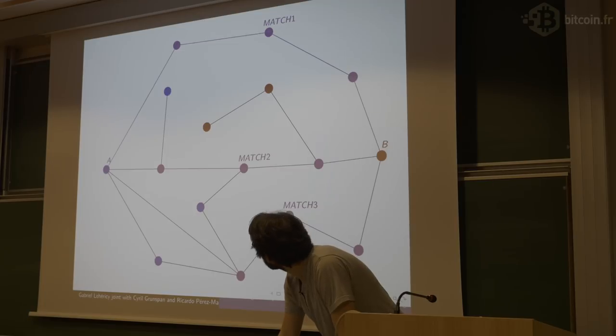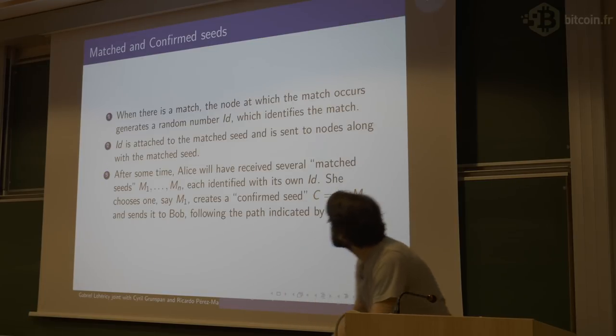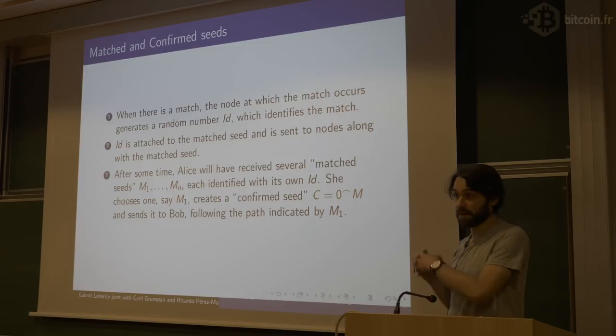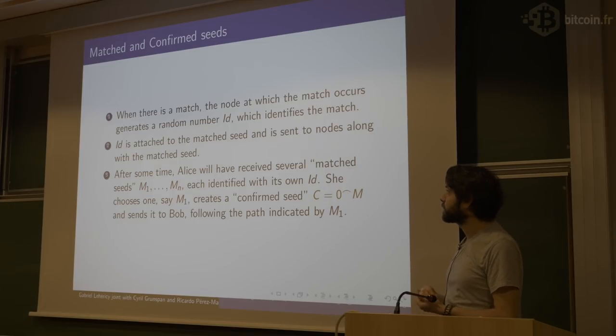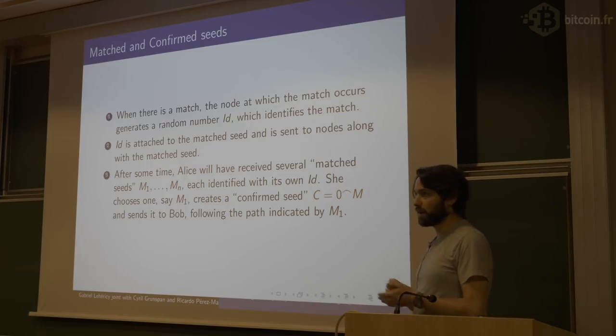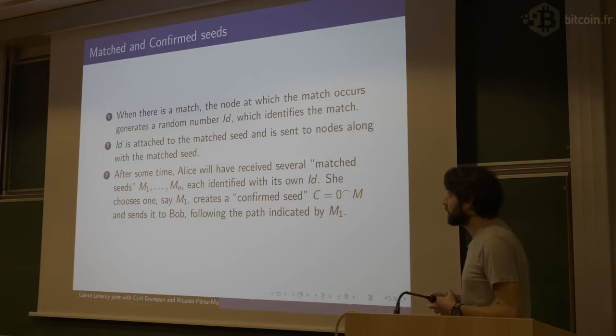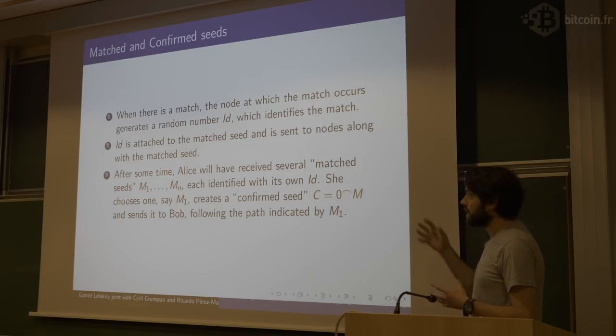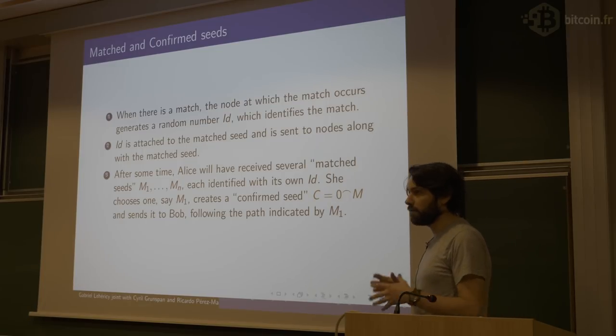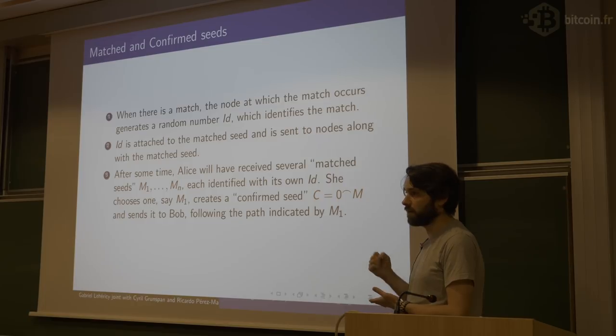So what happens is, in general, there will be several matches. And so Alice will receive several matches. So whenever a match is created, the node also generates a random number, which we call ID. ID for identity, because it's a random number which identifies the match. We need to do that because there are possibly several different matches.